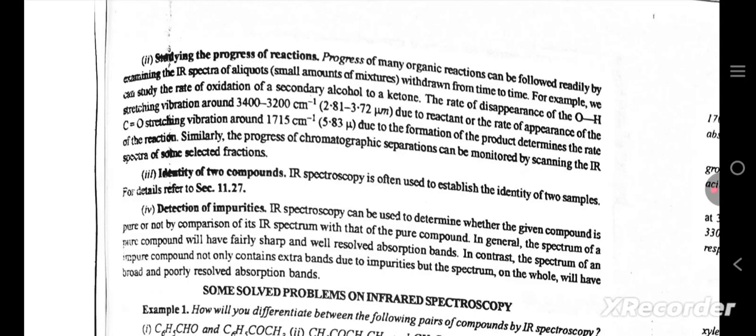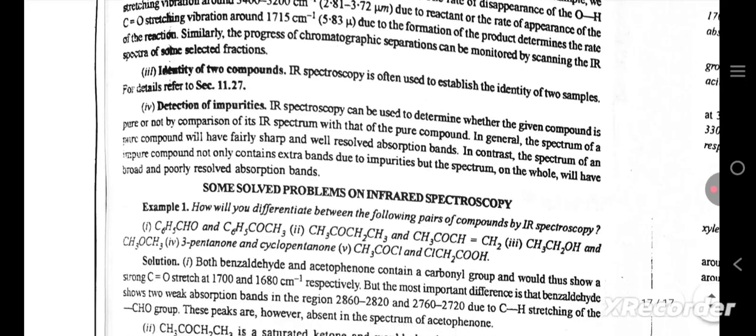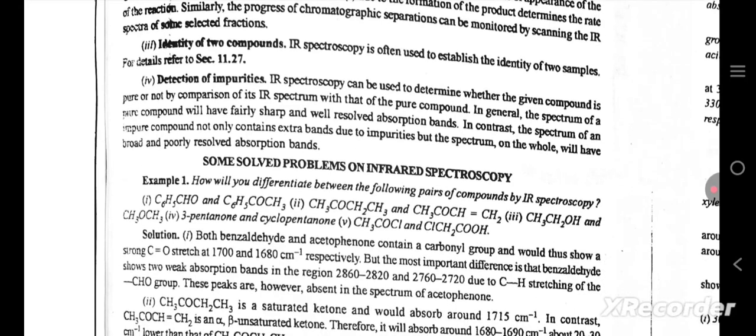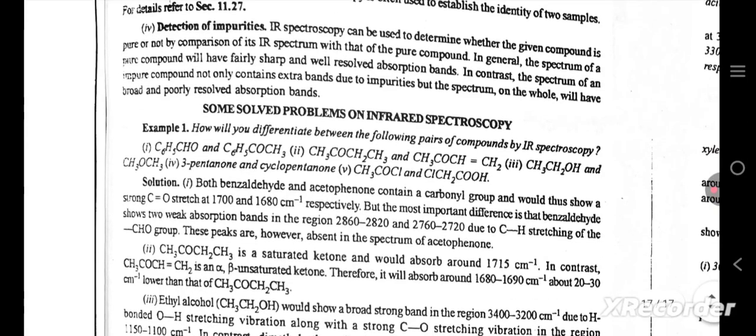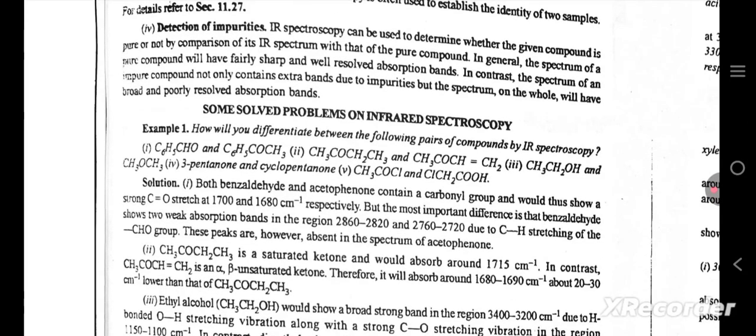Similarly, the progress of chromatographic separations can be monitored by scanning the IR spectra of some selected fractions. Identity of two compounds. IR spectroscopy is often used to establish the identity of two samples. Detection of impurities. IR spectroscopy can be used to determine whether the given compound is pure or not by comparison of its IR spectrum with that of the pure compound.